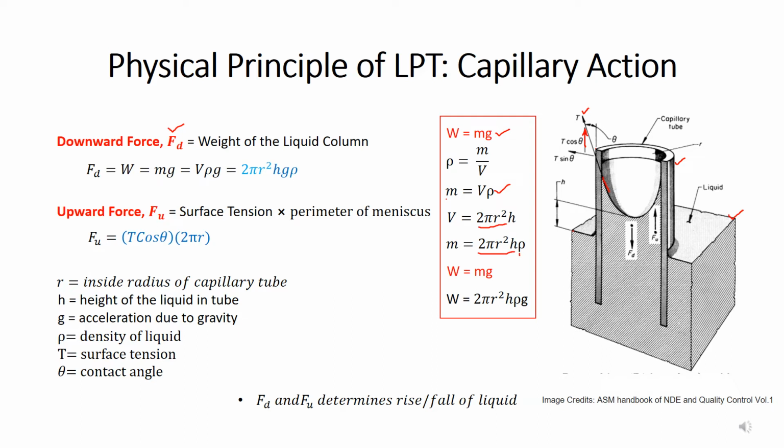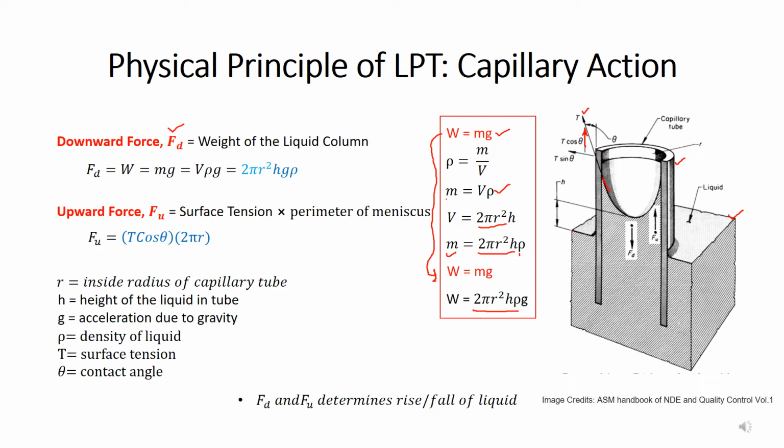Then if you take the first equation, W is equal to mg. Now we know m and we know the value of g, so we can put the value of m, 2 pi r square h rho, and multiply it by g, and we get the weight of the liquid. And now the upward force.